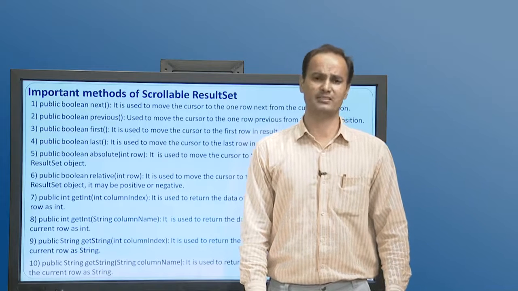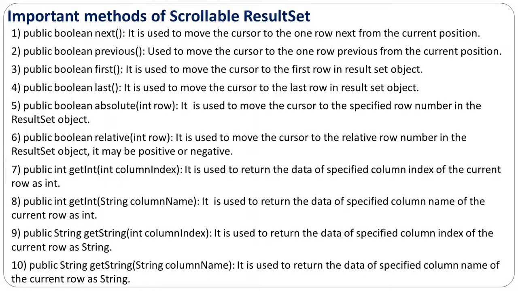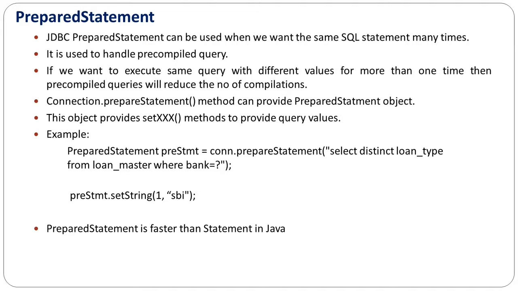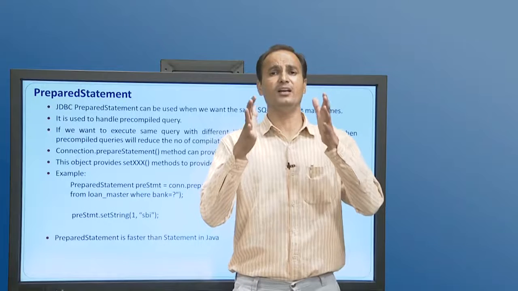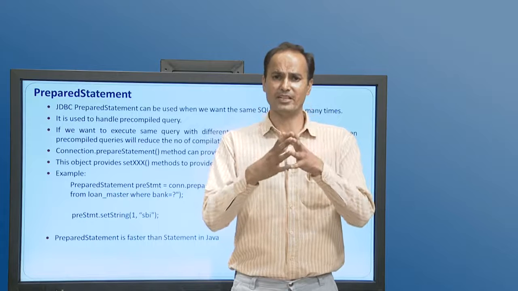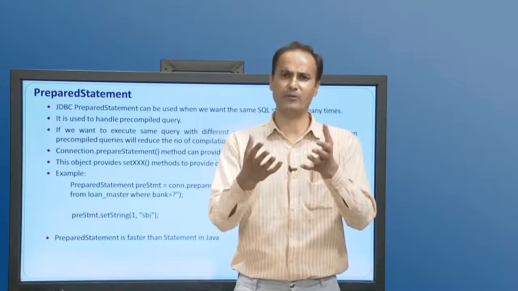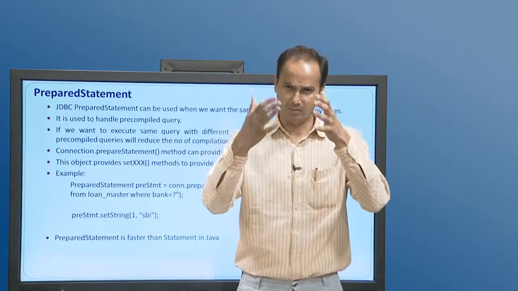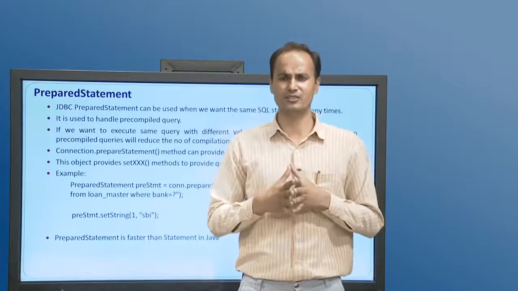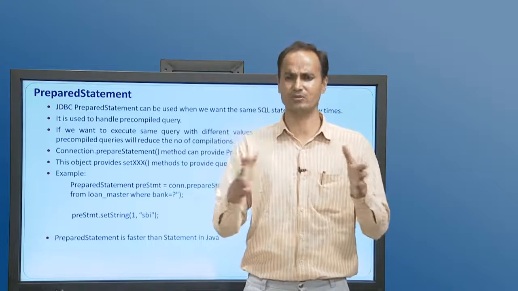Now, a scrollable ResultSet has a number of methods. As I told you, once you have a ResultSet, you can scroll it backward and forward. Using these methods, you can move next, previous, first, last, absolute, relative, getInt, getString. So, these are various methods that you can use. So this is all about a simple JDBC environment in which we have discussed its steps, established the connections, fired the query, returned the ResultSet, manipulated it, and displayed the results using methods like next and previous that we discussed earlier.